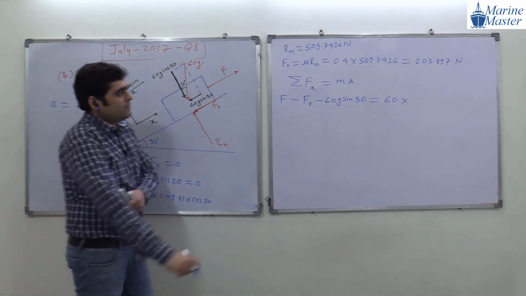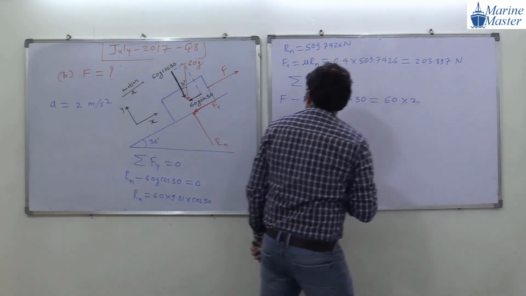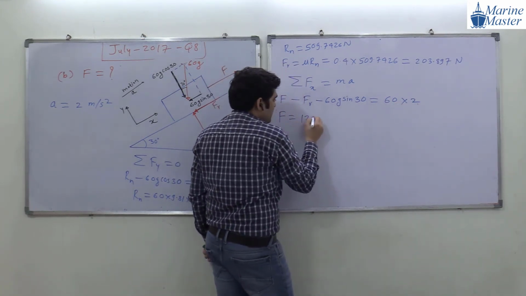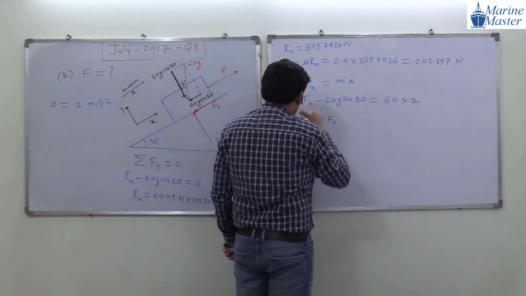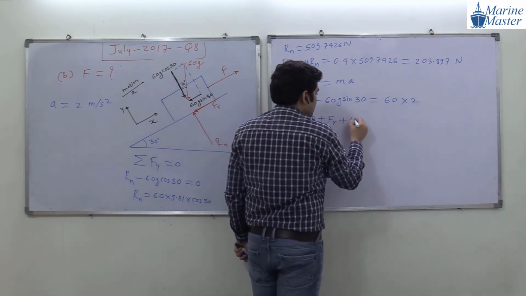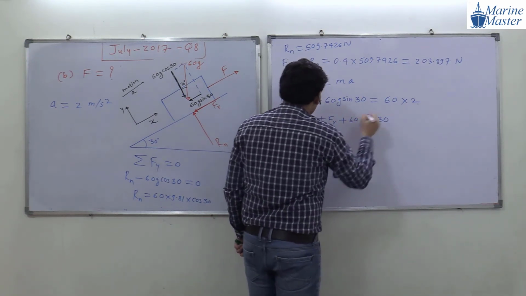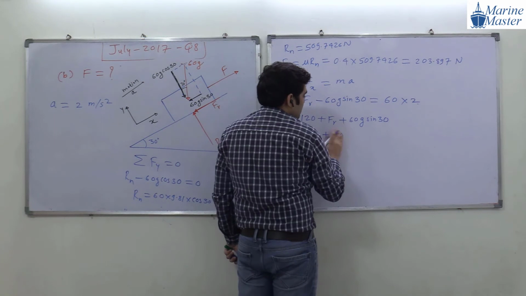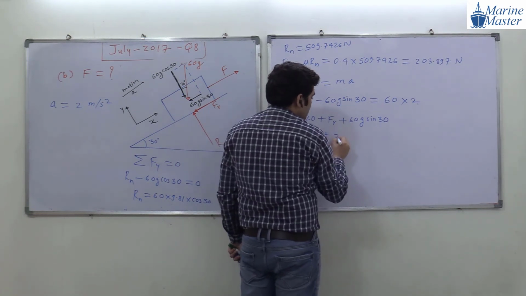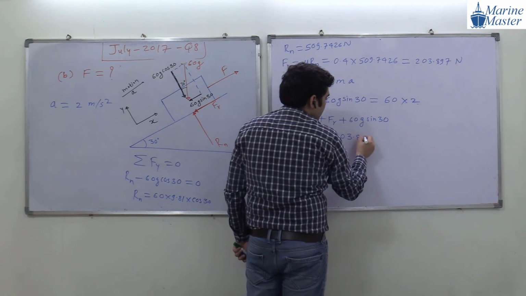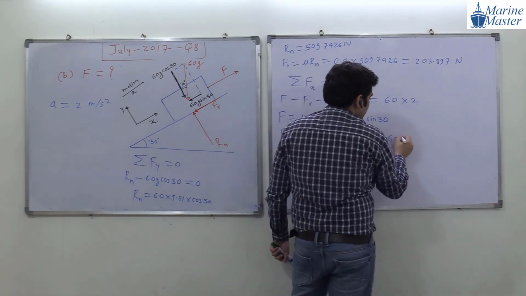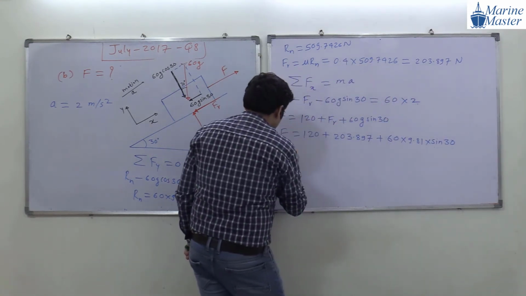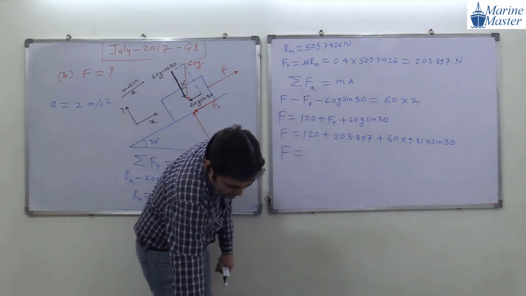Okay, good. So into 2. What is our target? What we have to find out? We have to find out F. So 60 into 2, 120 plus Fr. Check it out guys. Plus 60g into sine 30. So F is equal to 120, plus how much Fr we calculated? 203.897 plus 60 multiplied by 9.81 into sine 30. Everyone, please tell the value of F.